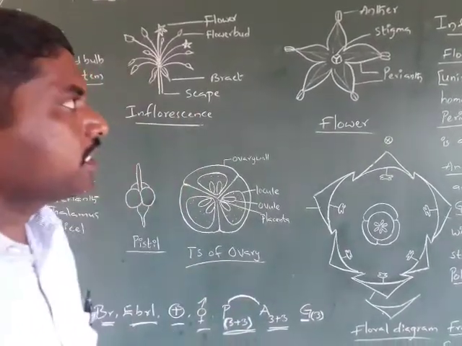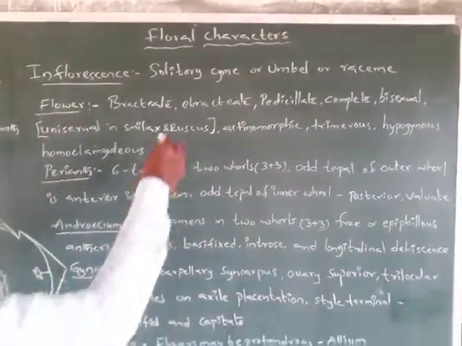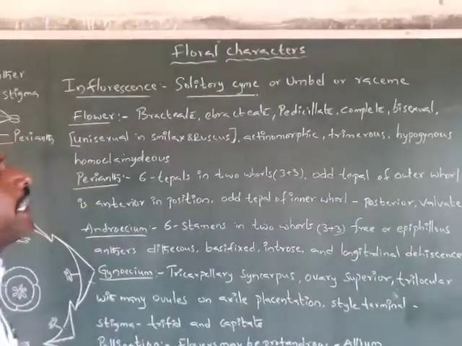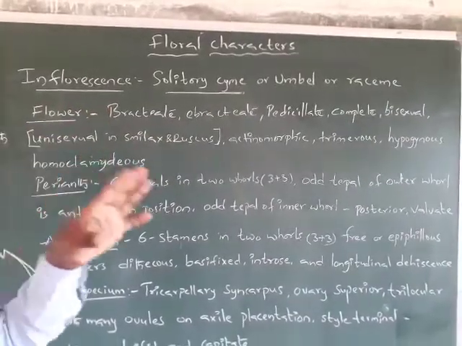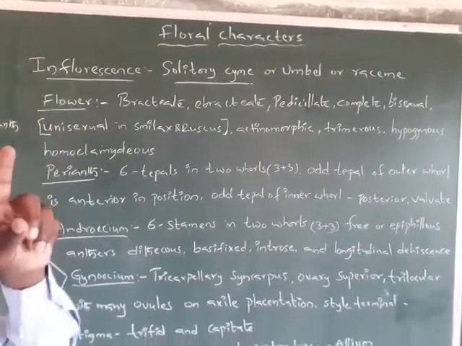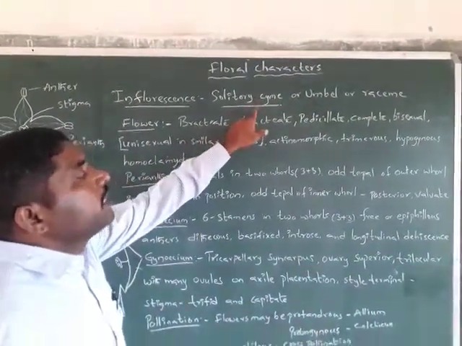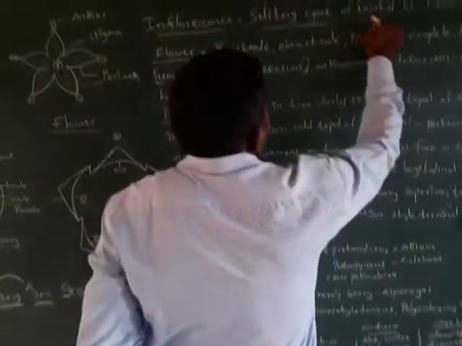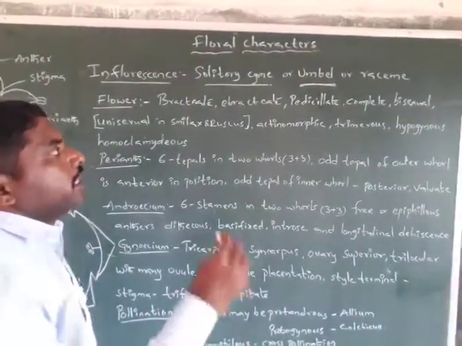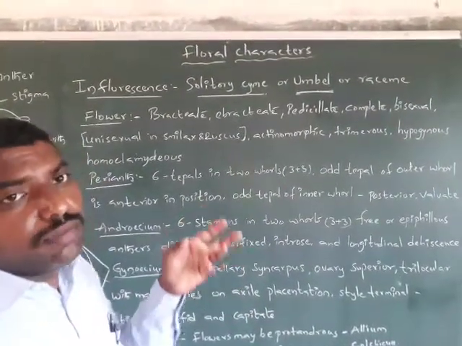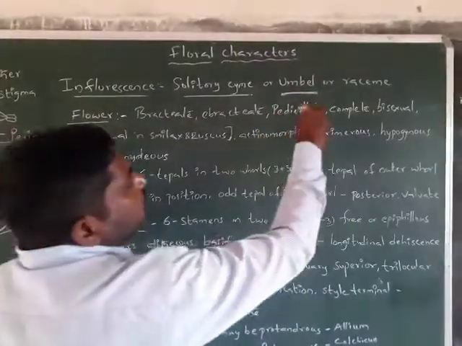Yes, we have to discuss some of the floral characteristics in detail. See, here the inflorescence in some plants is a solitary cyme, which means the inflorescence axis ends into a single flower. That is called a solitary cyme. But in some plants, like onion, there is umbel type inflorescence. Here a number of flowers originate from a single point. That is called umbel type inflorescence, which comes under the racemose type inflorescence.